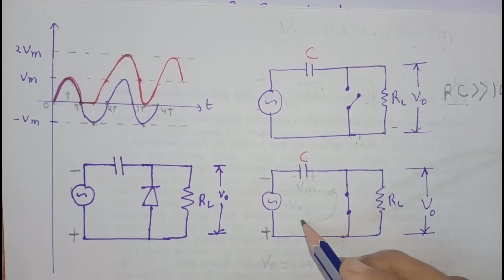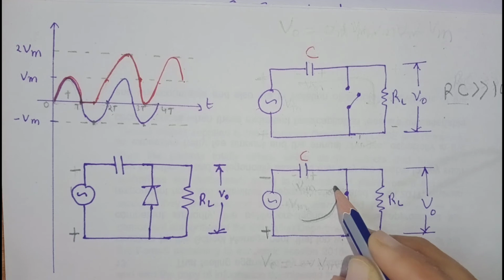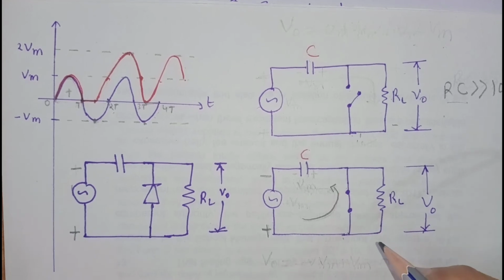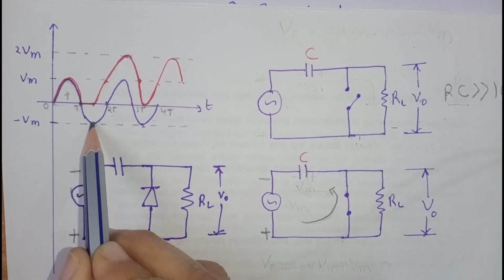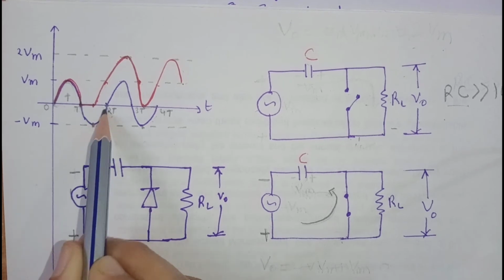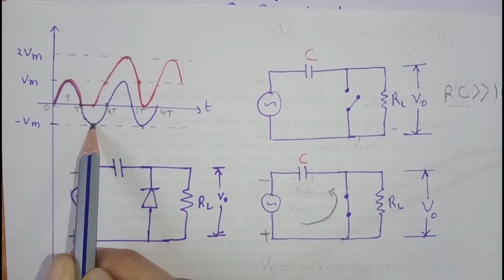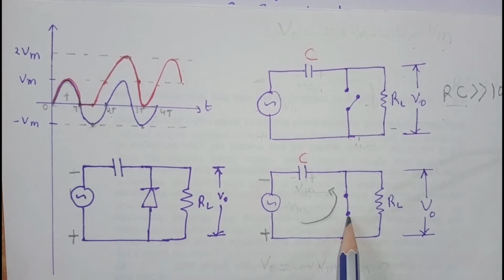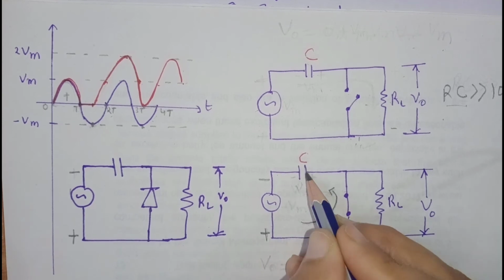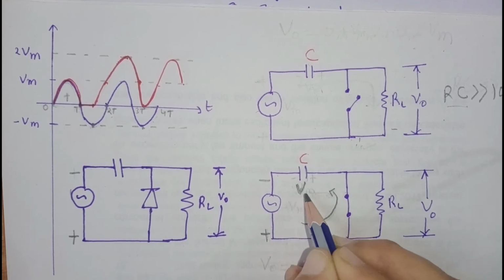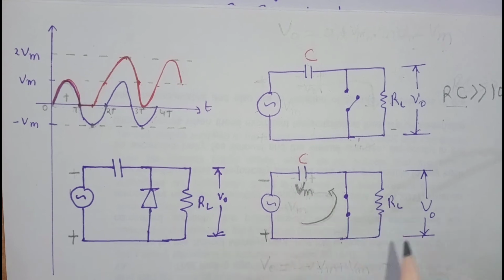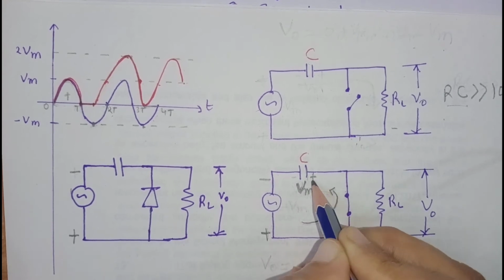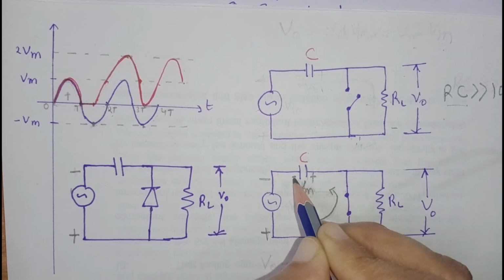Now the current will flow. The diode will heavily conduct and the current will flow in this direction. When the negative peak of the input signal is reached, this is the negative peak of the input signal, up to this point the diode is forward biased and this capacitor will charge up to Vm, the maximum voltage. This capacitor will charge up to Vm with this polarity. This plate will be positively charged and this plate will be negatively charged.